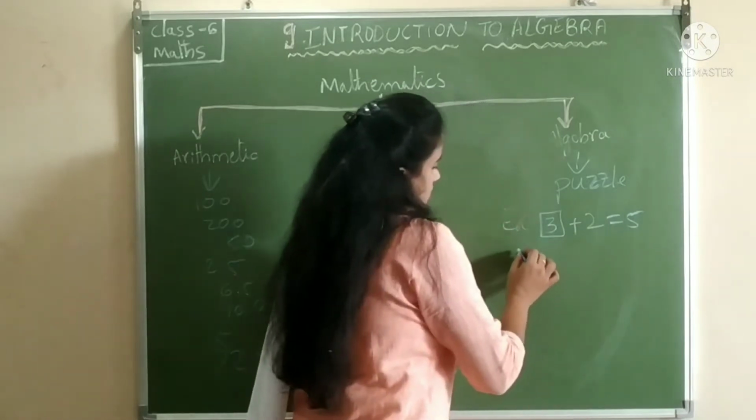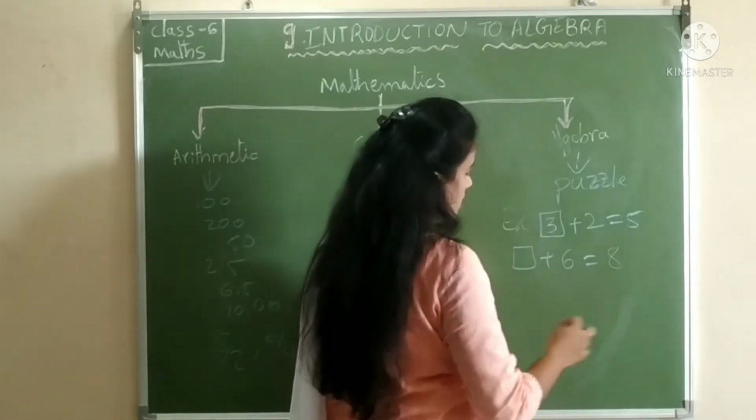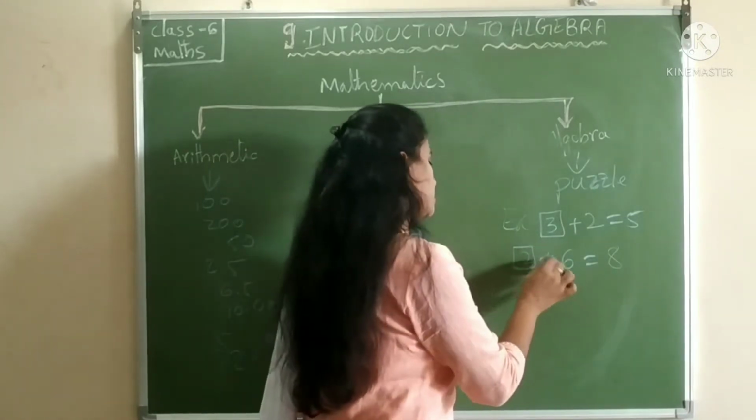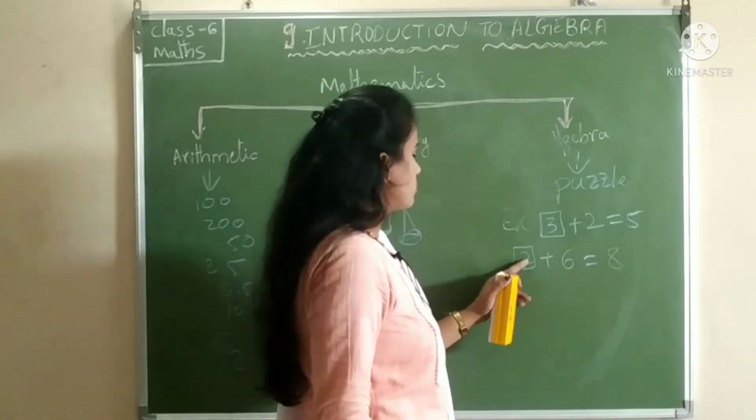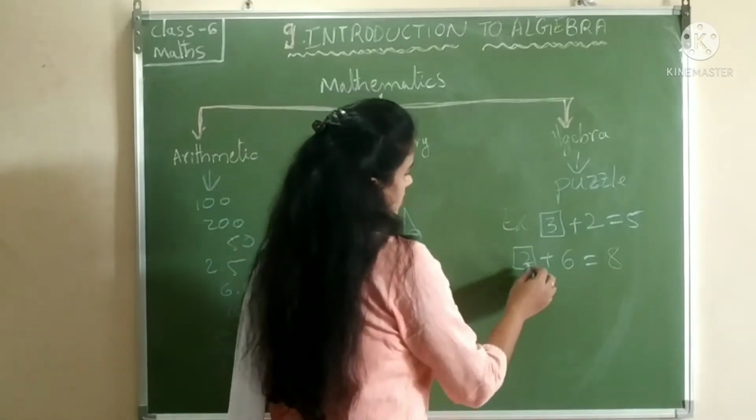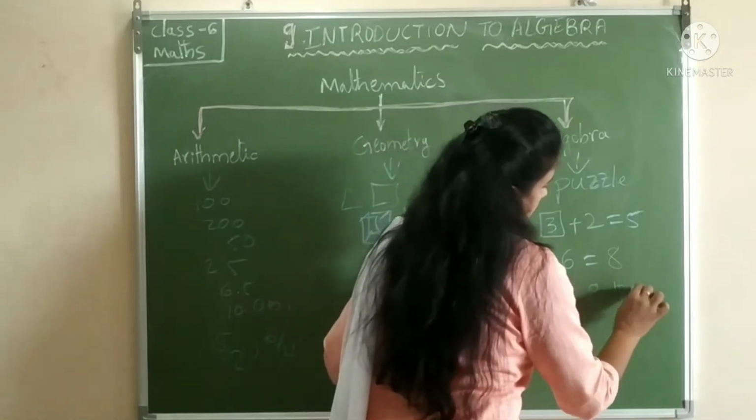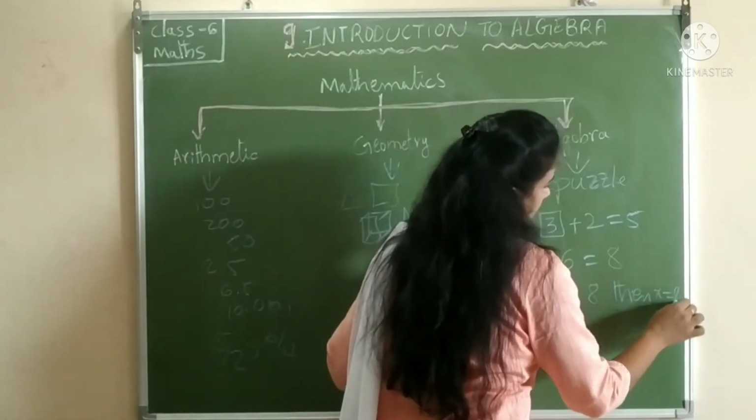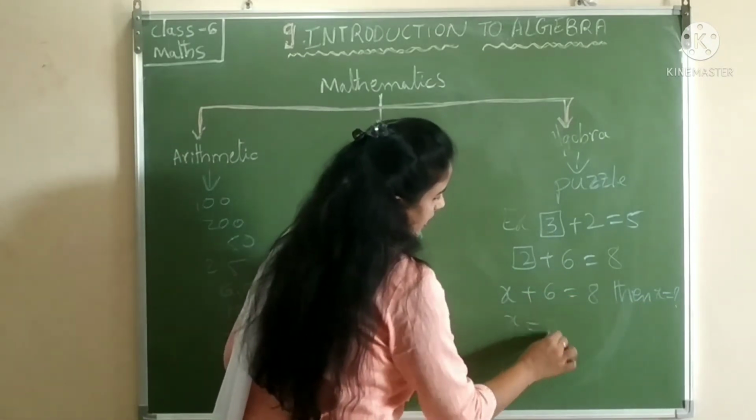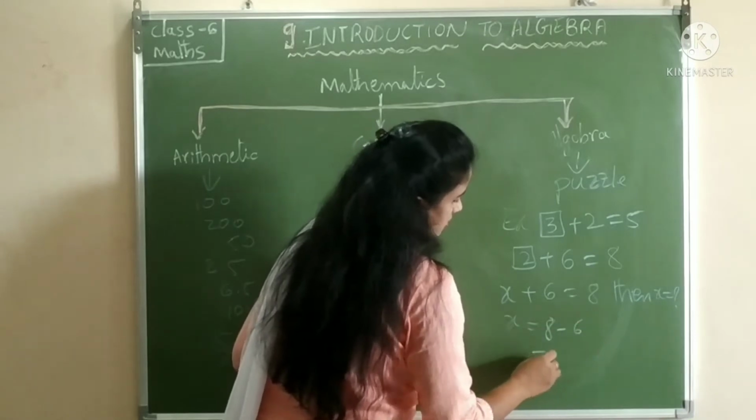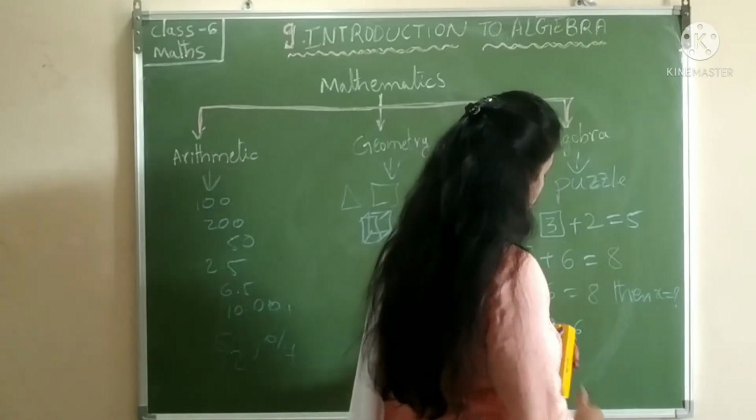Again, one more example. Which number do you have to add to 6? 2. 2 plus 6 is equal to 8. Then you will get 8. In another way, x plus 6 is equal to 8. Then x equals how much? So x is equal to 8 minus 6, which is 2.